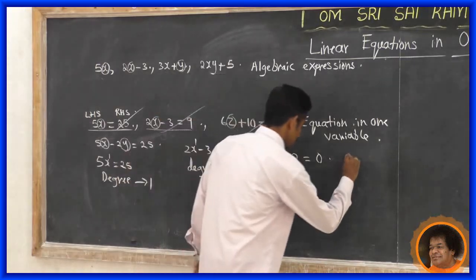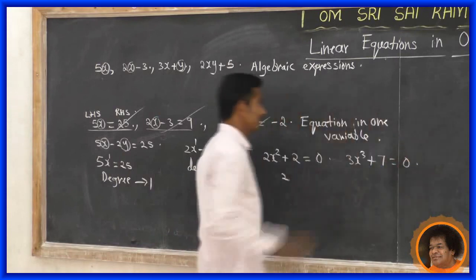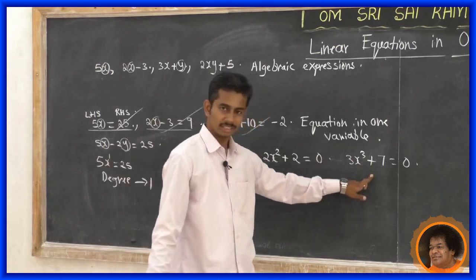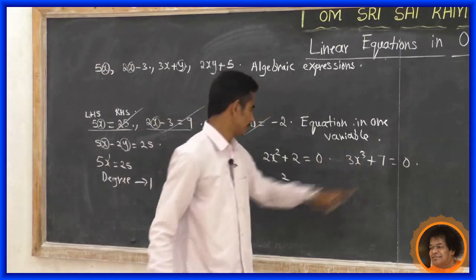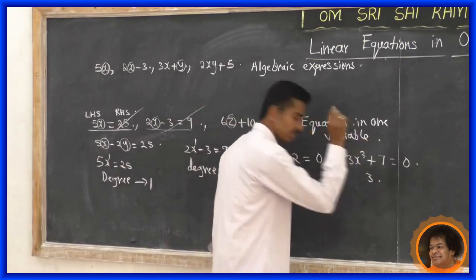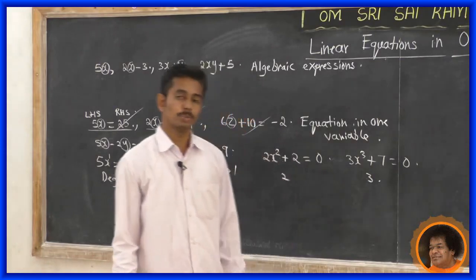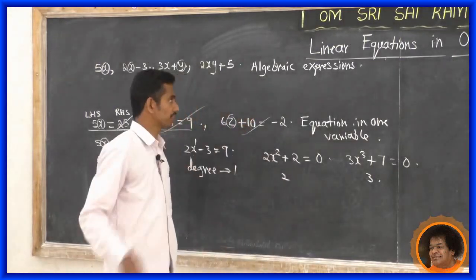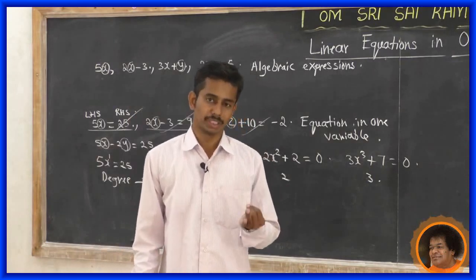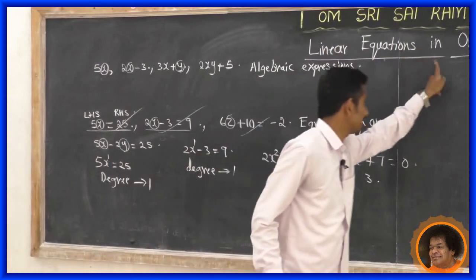Another example, 3x cube plus 7 equal to 0. Is it an equation? Yes, it is an equation. Is it linear? Is it a quadratic equation? No. What is the highest power? 3. So what is the degree? Degree is 3. So it is called a cubic equation. So there are 3 types of equation: linear, quadratic and cubic. Now we will study in this chapter linear equations in one variable.